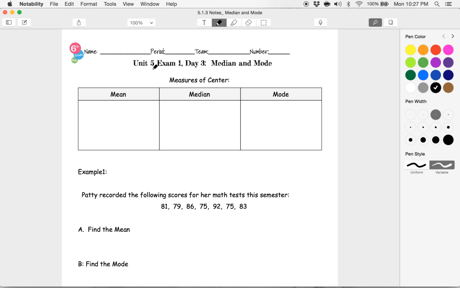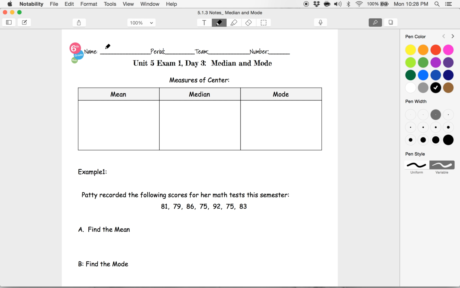So we're going to talk about something called measures of center. And what these three things are is exactly that. This is the way that we look at data or a set of numbers to understand what the middle of those numbers represents and looks like.